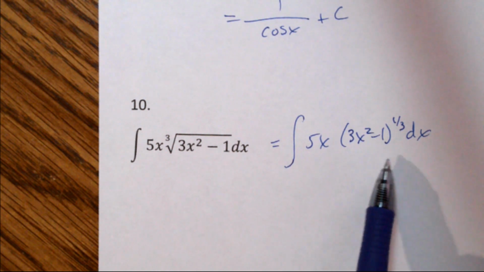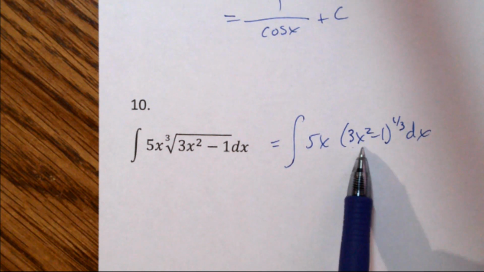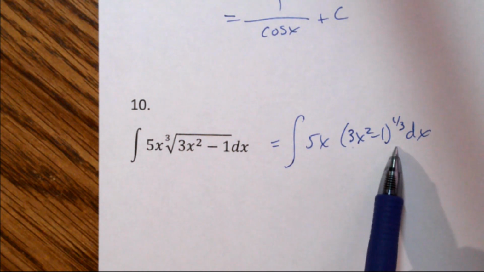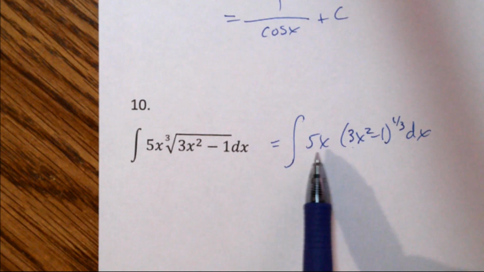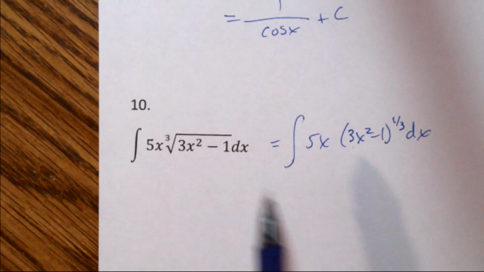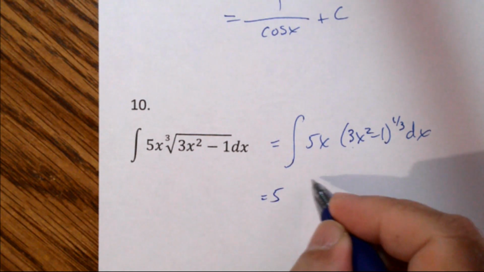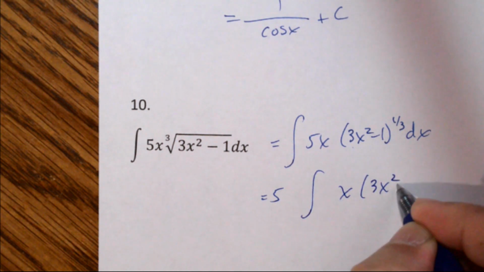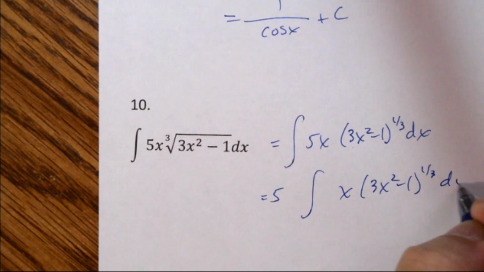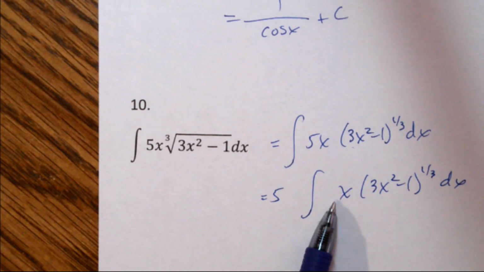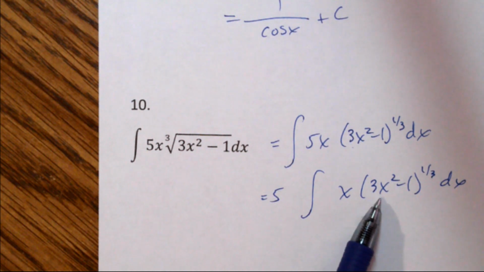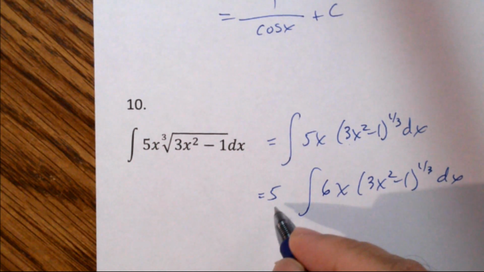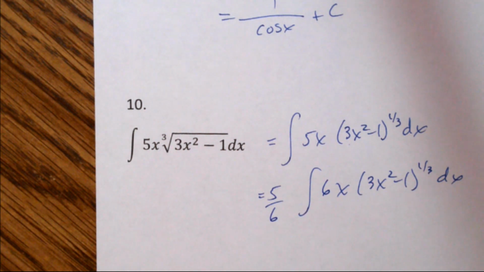But here, what is the derivative of the inside part of this function? What is the derivative of 3x squared minus 1? Well, the derivative is 6x. So I have this pesky 5 there that I can just shove out. So it's going to be 5 times the integral of x times 3x squared minus 1 to the 1/3. So I need a 6 here because the derivative is 6x. I'm sorry, the derivative of 3x squared minus 1 is 6x. So I'm going to put a 6 there, and compensate for that 6 by dividing by 6 out there.